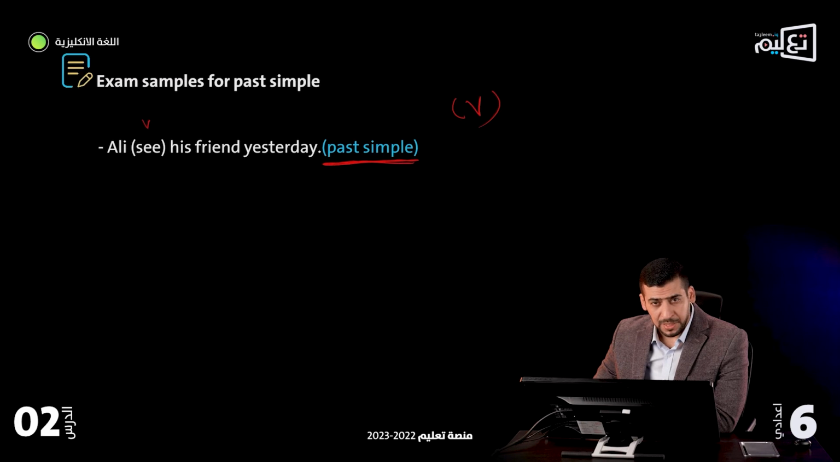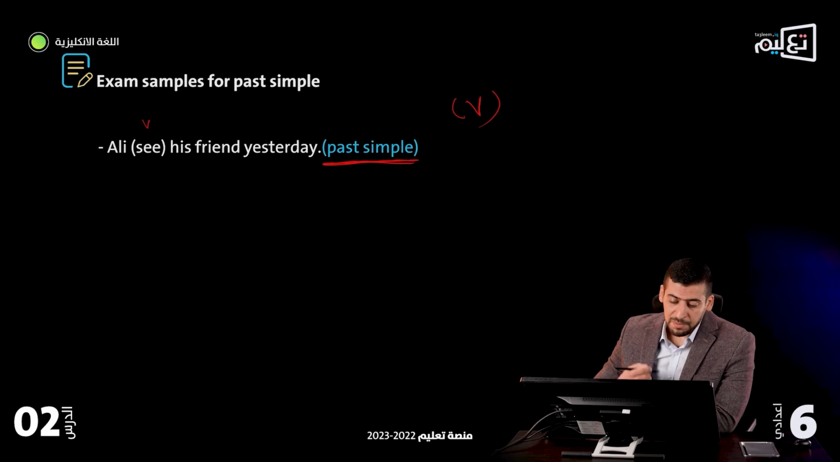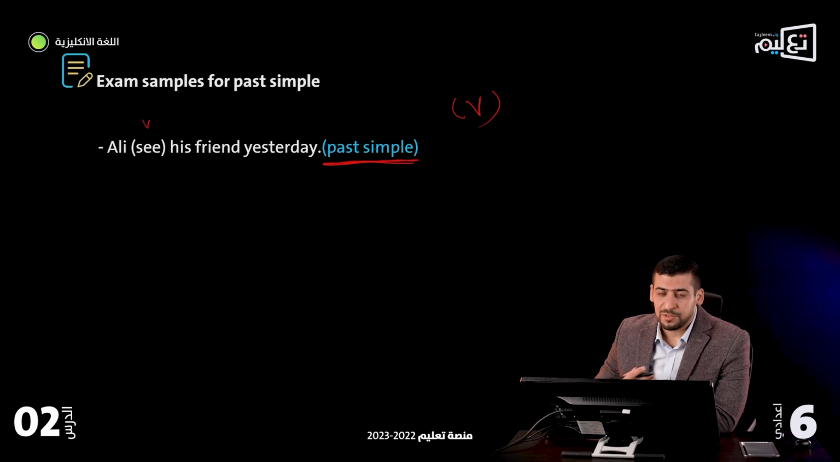Is that verb to be? No, it isn't. So what is it? Is it a regular or irregular verb? See is an irregular verb. So you need to keep in mind that irregular verbs, you have to have them in your heart. There is no rule to keep in mind, but to have it in your heart. So see will be saw.